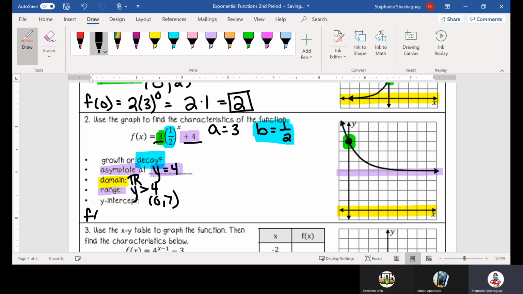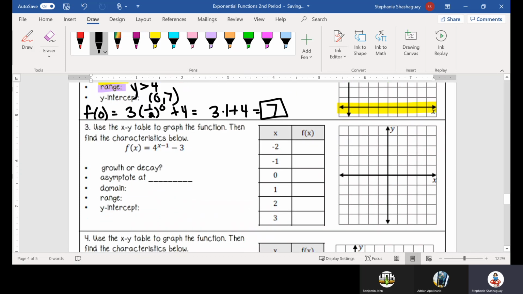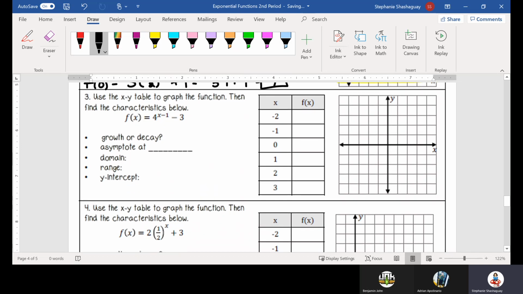To double check it, you can plug in 0 for x. So you're going to have 3 multiplied by 1/2 to the 0 power plus 4. 1/2 to the 0 power is 1. So 3 times 1 plus 4 is equal to 7. All right, number 3, use the xy table to graph the function, then find the characteristics below.